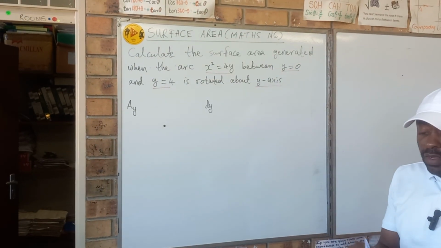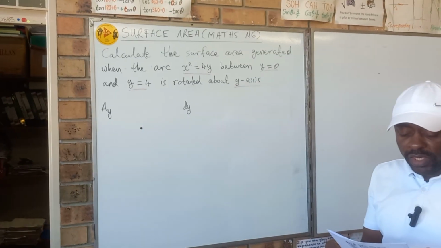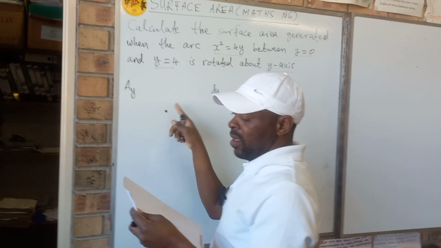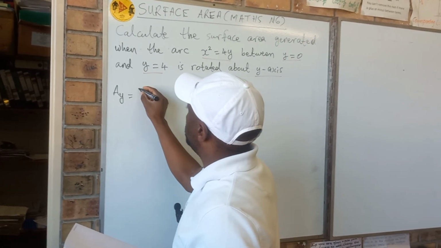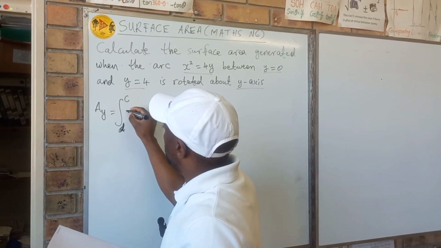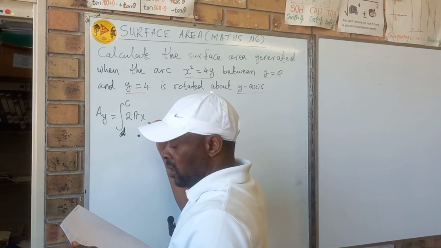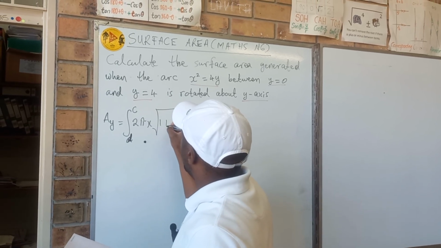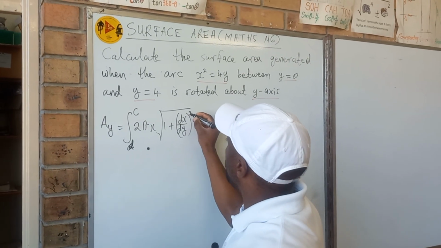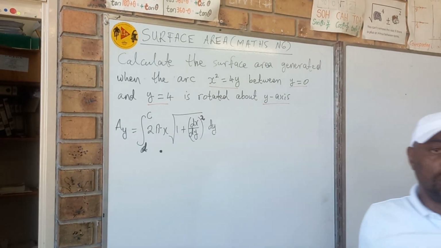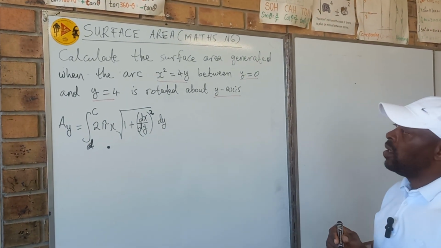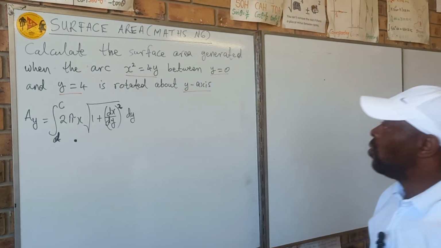So that formula for Maths N6 is on page number 7. So I'm seeing a formula that starts with ay and ends with dy, and this is how it reads. The integral from g to c of 2 pi x, the square root of 1 plus dx over dy, all that square, dy. So that's how simple it is to pick the correct formula. Once you pick the correct formula, it then guides you through the whole process.